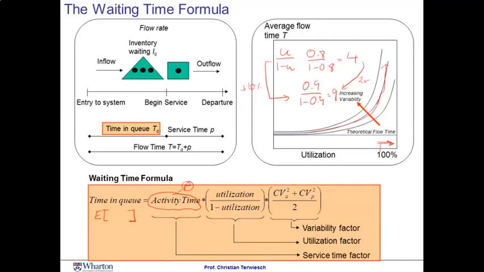Finally, look at the variability here. I'm squaring the coefficient of variation for both the arrival process as well as for the processing times. The more variability there is in the process, the longer is the time in the queue. If you look at a case where you have a coefficient of variation of an exponential distribution, you notice that these two are going to be equal to 1, and this whole last factor will degenerate to 1.